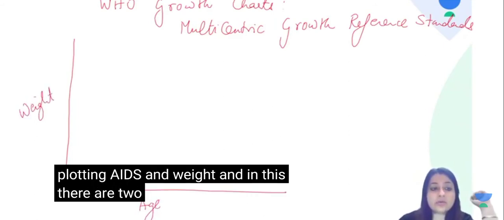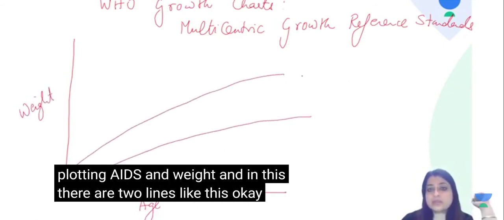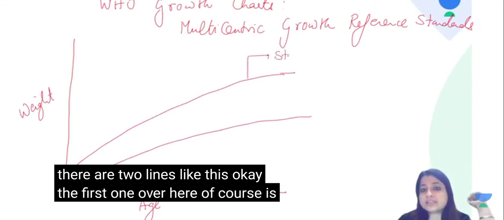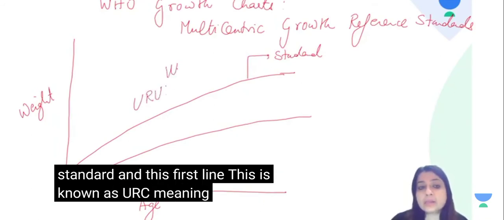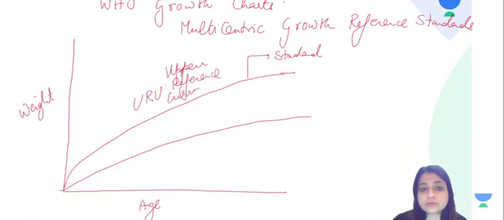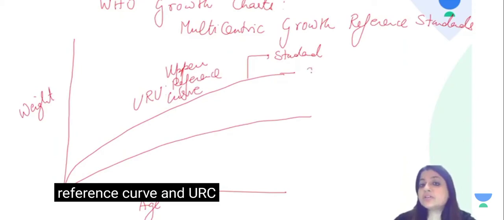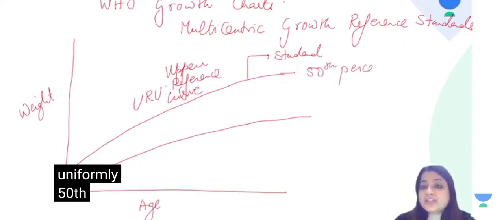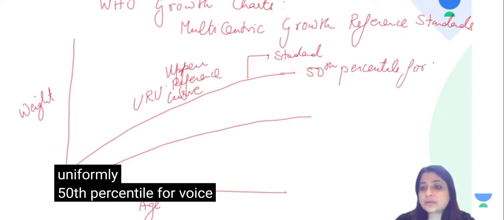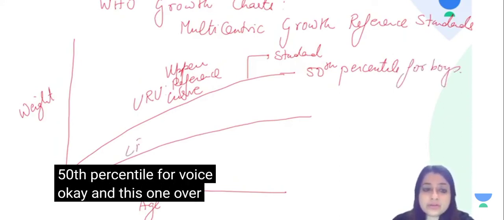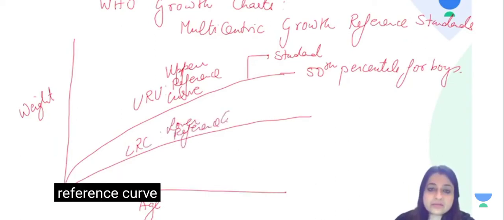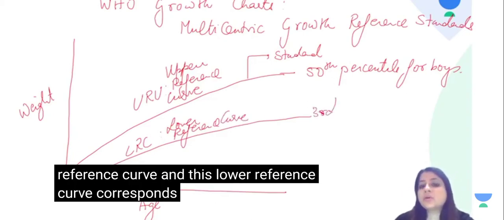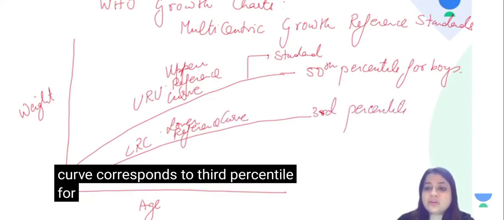And in this, there are two lines like this. The first one over here, of course, is the standard. And this first line is known as URC, meaning upper reference curve, and URC corresponds to uniformly 50th percentile for boys. Okay, and this one over here is the lower reference curve, and this lower reference curve corresponds to third percentile for girls.